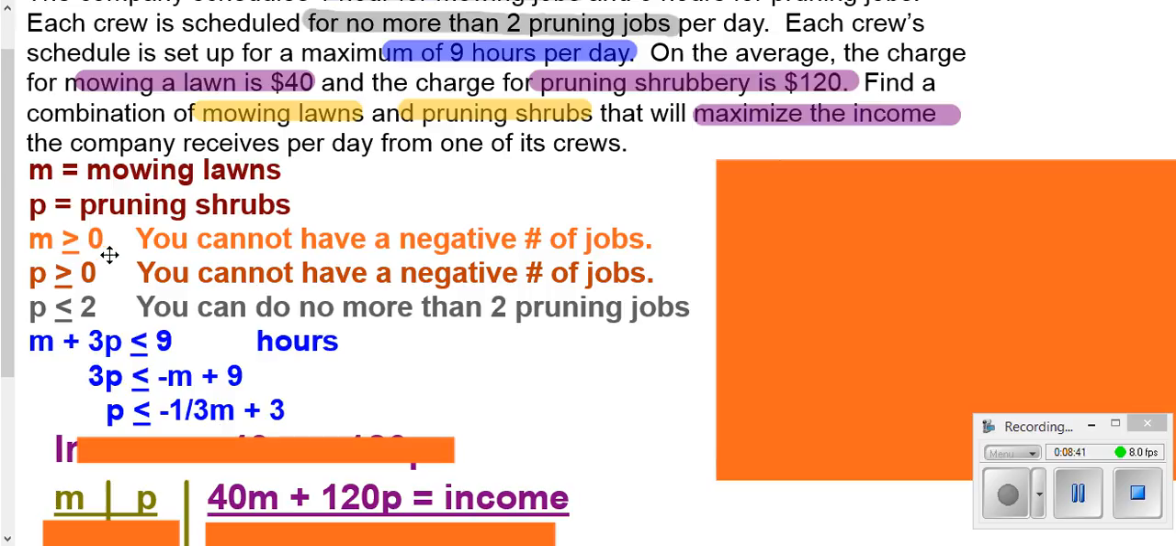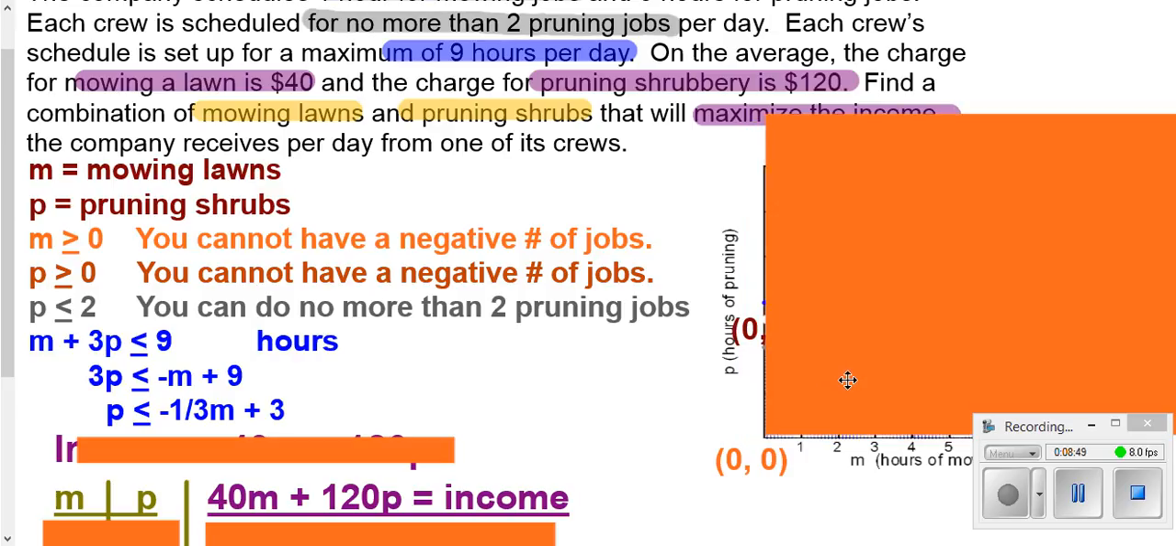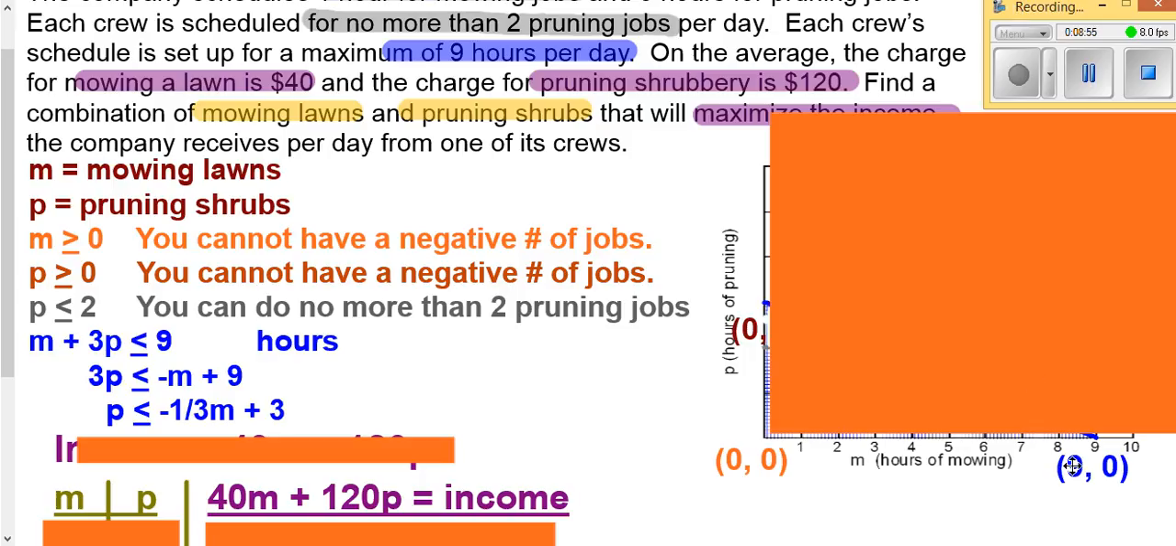So if I have m and p both being greater than or equal to 0, that means I'm just going to be in the first quadrant. So I'm not going to have anything to the left, and I'm not going to have anything to the right, just in the first quadrant. So that's what those 2 do. Now, this one here, since we have p by itself, our slope is negative 1/3, our y-intercept is 3. So I'll start out up here at a height of 3, then down 1 over 3, down 1 over 3, down 1 over 3, and I can graph that, and I'll be shading below.